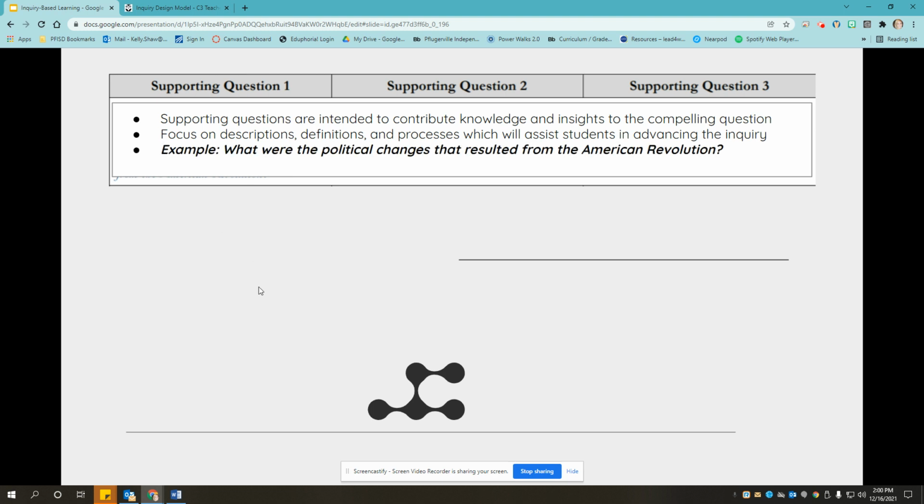An example of one possible supporting question for the compelling question of the American Revolution would be, what were the political changes that resulted from the American Revolution? So this could be supporting evidence that supports that the revolution was actually revolutionary.